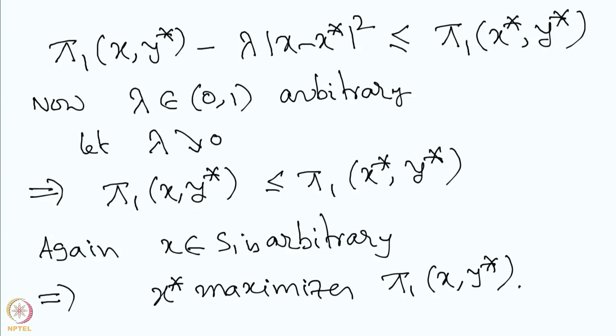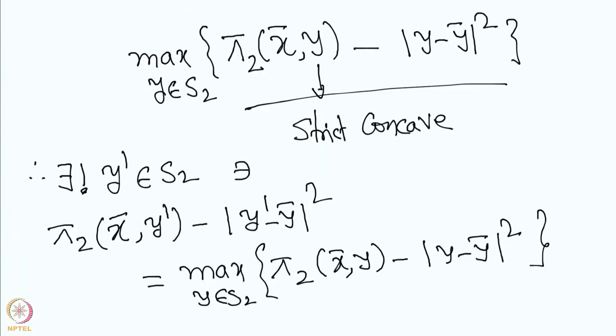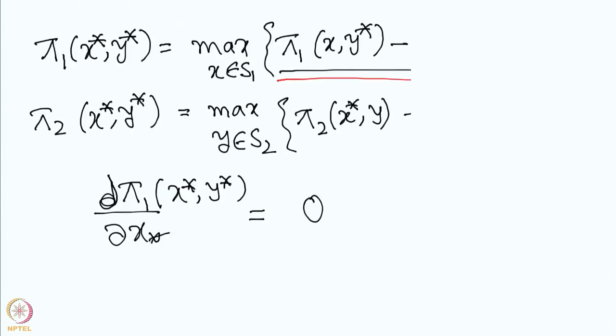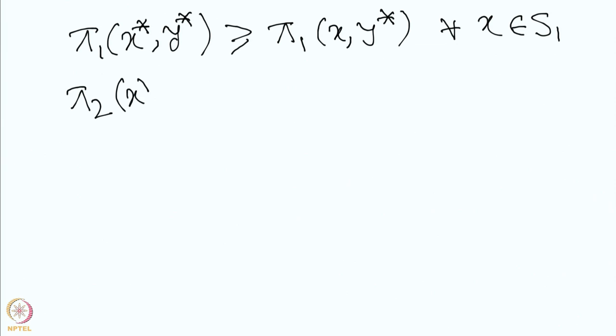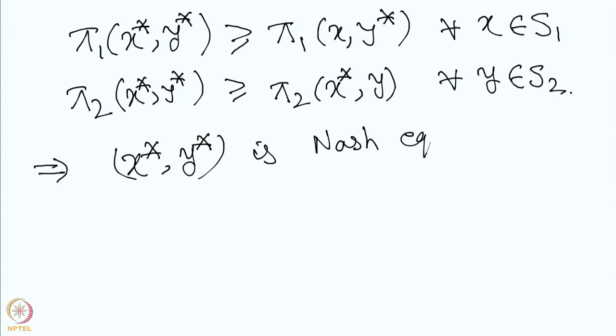A similar procedure with pi 2, we will actually get pi 2 (x star, y star) is bigger than or equal to pi 2 (x star, y). This will happen for any y in S 2. This is exactly the definition of Nash equilibrium. This implies (x star, y star) is a Nash equilibrium. This proves the existence of Nash equilibrium of this game, where the payoffs are given by pi 1, pi 2, and pi 1 is concave in x, pi 2 is concave in y, and of course, we have to assume that they are jointly continuous. Okay.